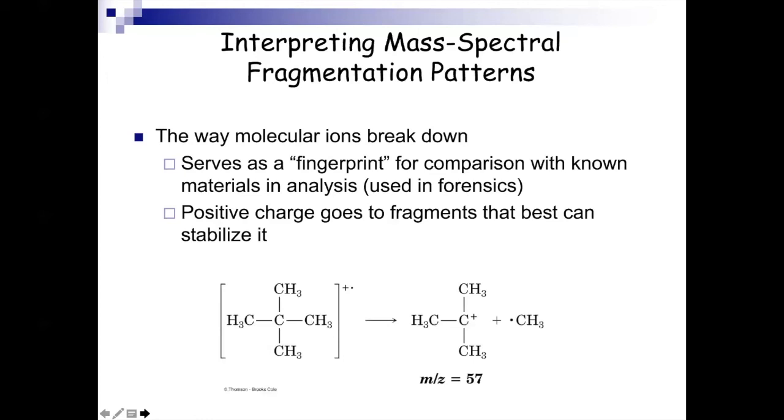So we really are looking at the most stable carbocation. For example, if you start with 2,2-dimethylpropane, and we break the weakest bond and lose 15 mass units, which would be a methyl group, a CH3, we are going to make a fragment that has a mass to charge ratio of 57, which is this tertiary carbocation. And so in that case, that is probably going to be our base peak because it is so stable.